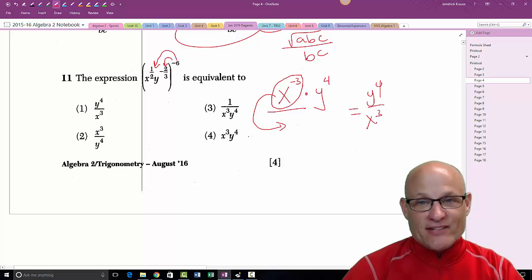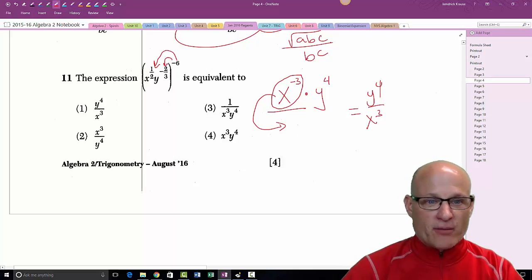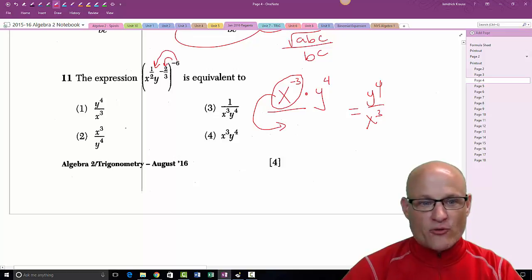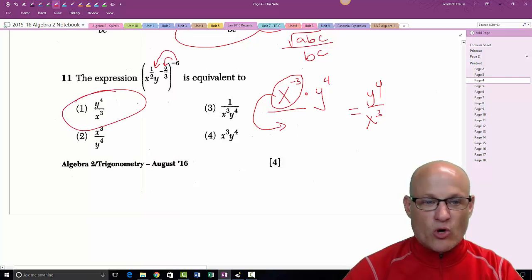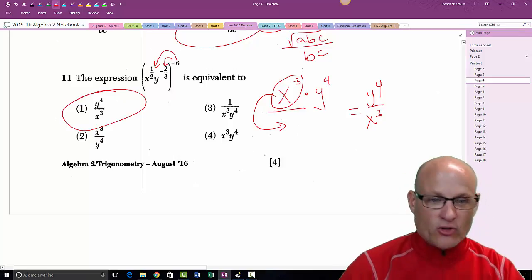This one easily could have been done with a calculator. Plug in a number for x, plug in a number for y, type the whole thing in, and verify that choice 1 is, in fact, your answer.